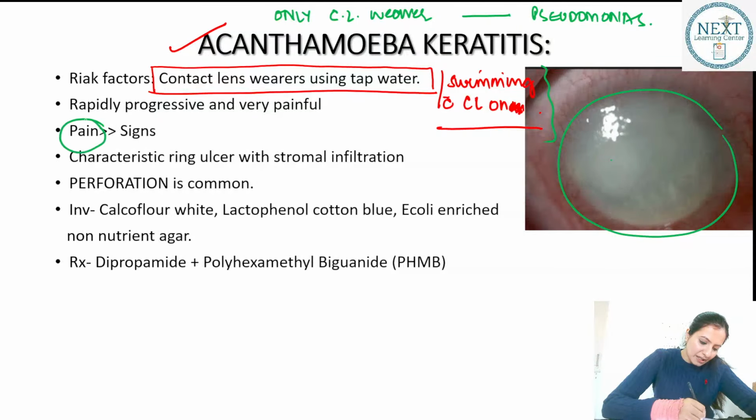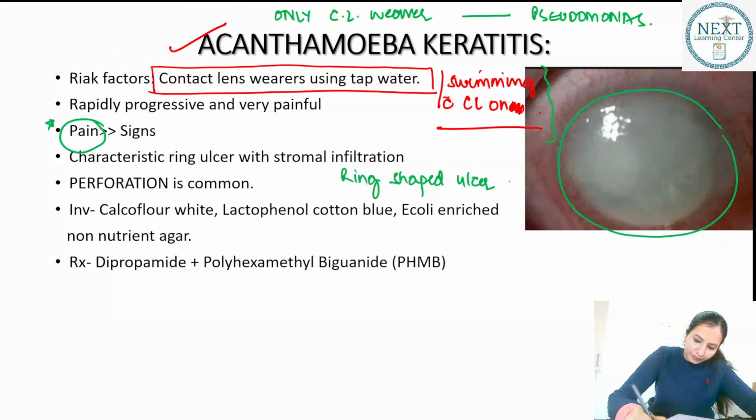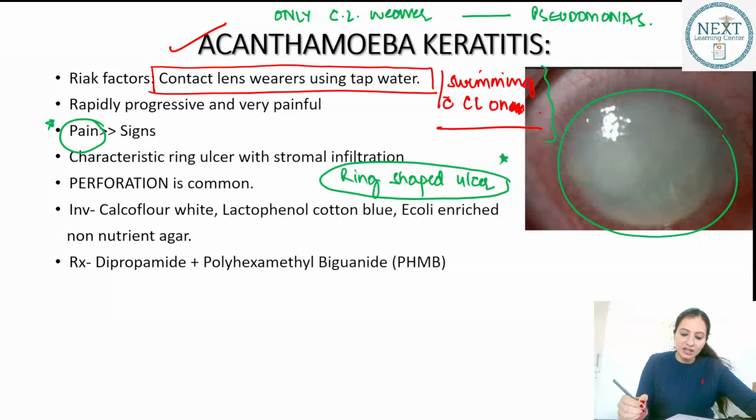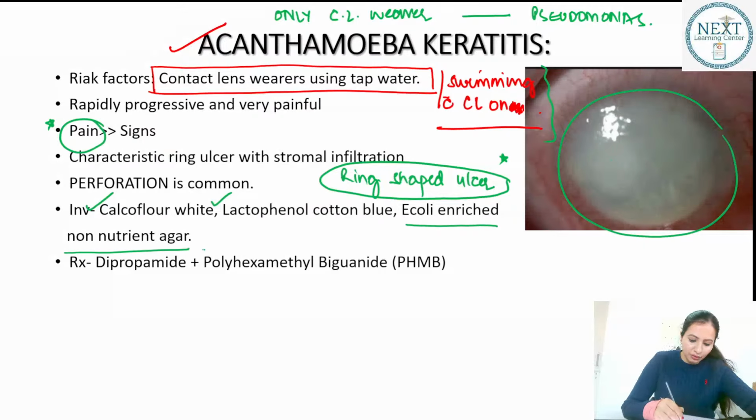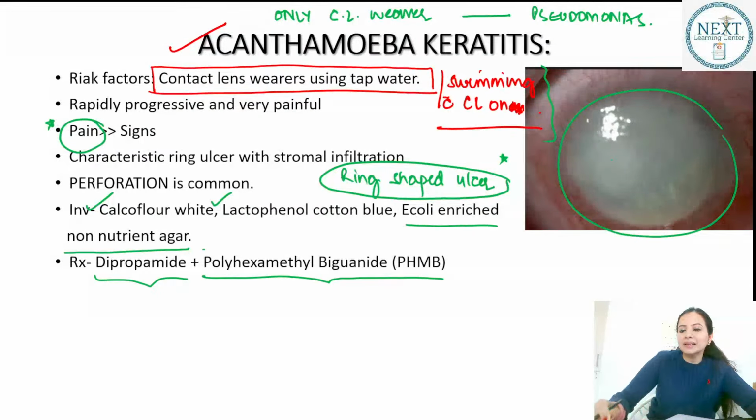In this, pain is very characteristic. Ring shaped ulcer with severe pain, that is characteristic of acanthamoeba keratitis. Investigation will involve calcofluor white, lactophenol cotton blue and E. coli enriched non-nutrient agar. Treatment will be propamidine and polyhexamethylene biguanide.